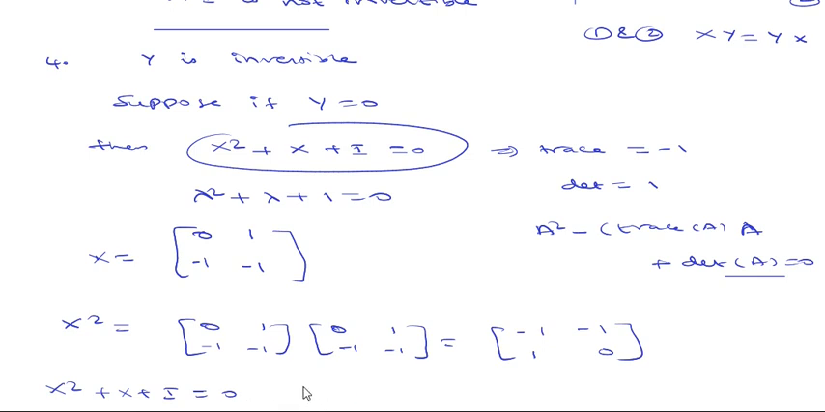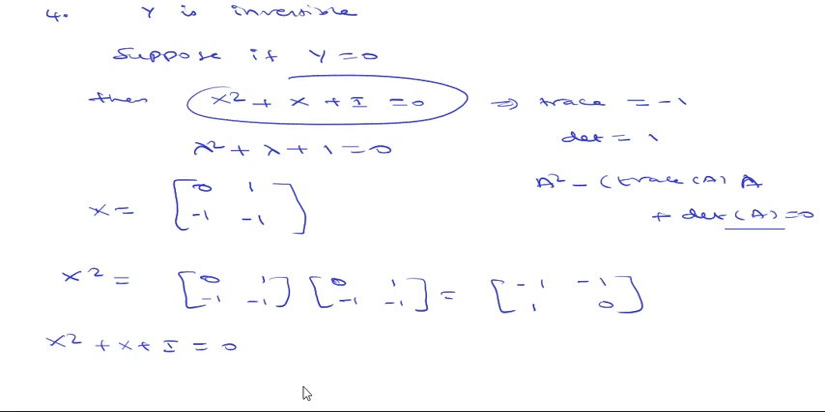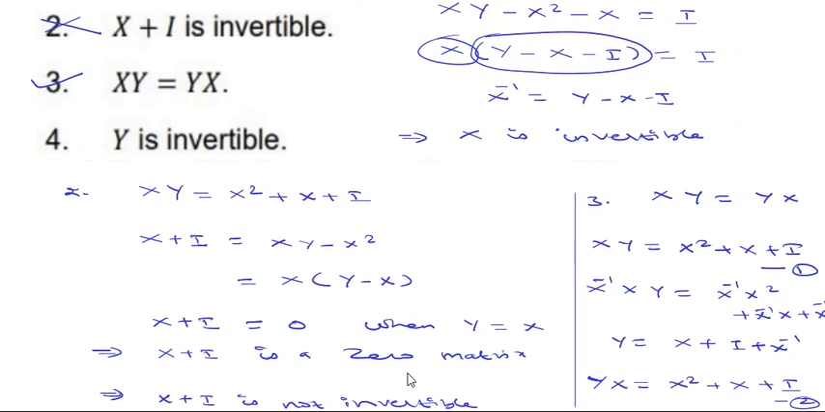So for y is equal to 0, the given equation is satisfied. So this implies y is not invertible, because for y is equal to 0, this equation is satisfied. Since the equation is satisfied for y is equal to 0, this implies y is not invertible. So therefore the option 4 is wrong.